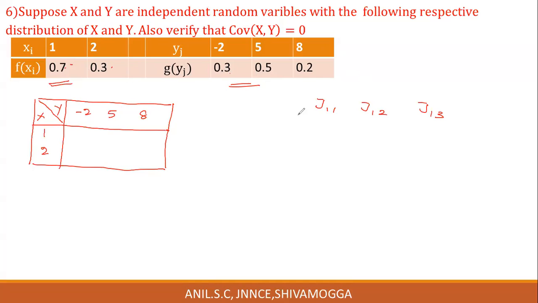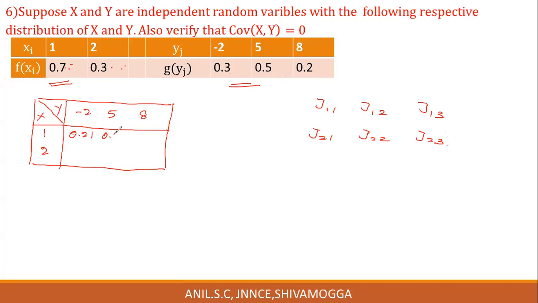Similarly, 0.3 into 0.3 must be J21. 0.3 into 0.5 must be J22. 0.3 into 0.2 must be J23. This will constitute the second row. Therefore, 0.7 into 0.3 is 0.21. Right. Next, 0.7 into 0.5.